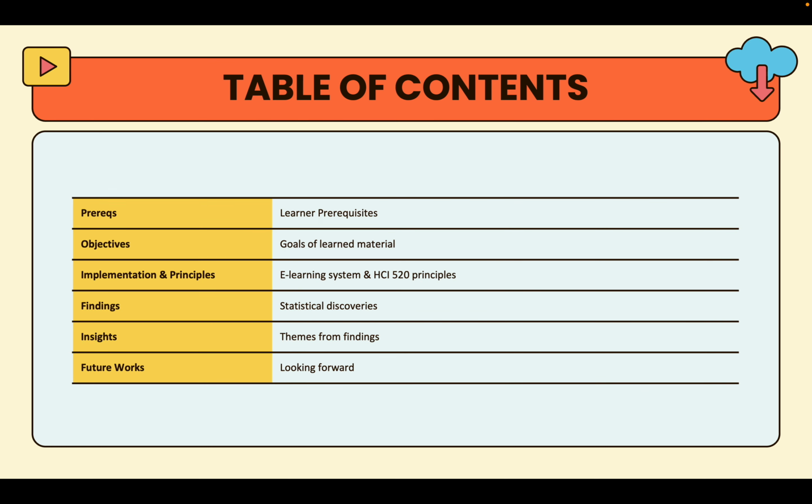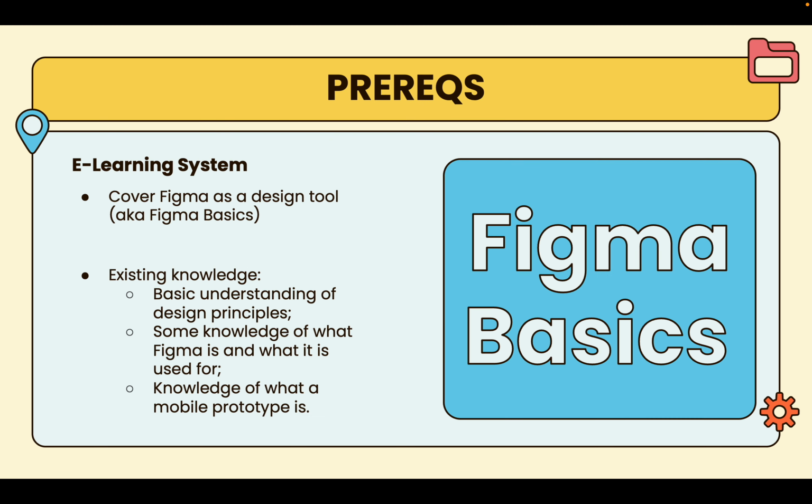Today I will be covering the following pieces of my term project: participant prereqs, learning objectives of the e-learning system, its implementation and follow-up principles, my findings and insights from these, and potential future research. To begin, the main goal of my e-learning system was to teach entry-level designers with little to no experience with Figma the basics behind using this design tool.